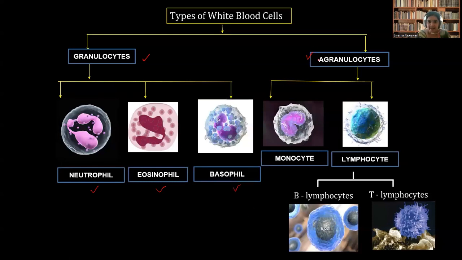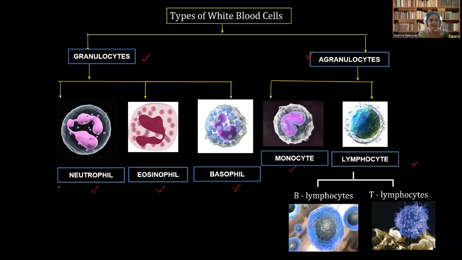Agranulocytes are those where there are no granules present in the cytoplasm. There are two types of agranulocytes: monocytes as well as lymphocytes. Again, when we see the lymphocytes, there are B lymphocytes as well as T lymphocytes. Now, we will be discussing each type of WBC. First we will be discussing granulocytes.